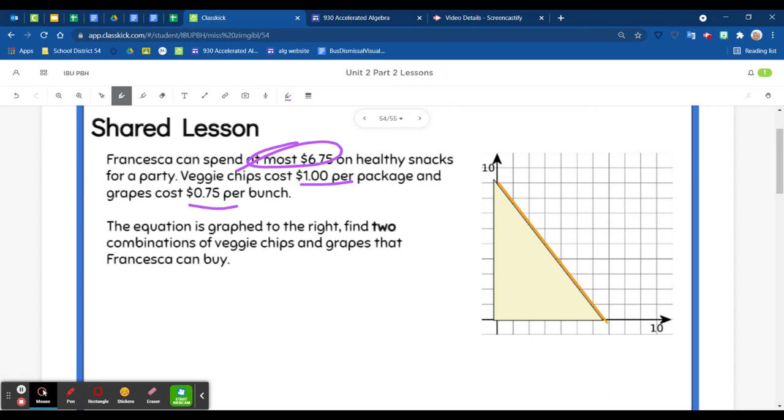So it could be anything within the shaded area, right? These are any of the solutions. At most also means equal to. So we could actually use our equal to or anything on the line. So you could say like two bags of grapes, and 2 bags of chips. You could pick any solution that is inside this shaded portion, inside the shaded graph.